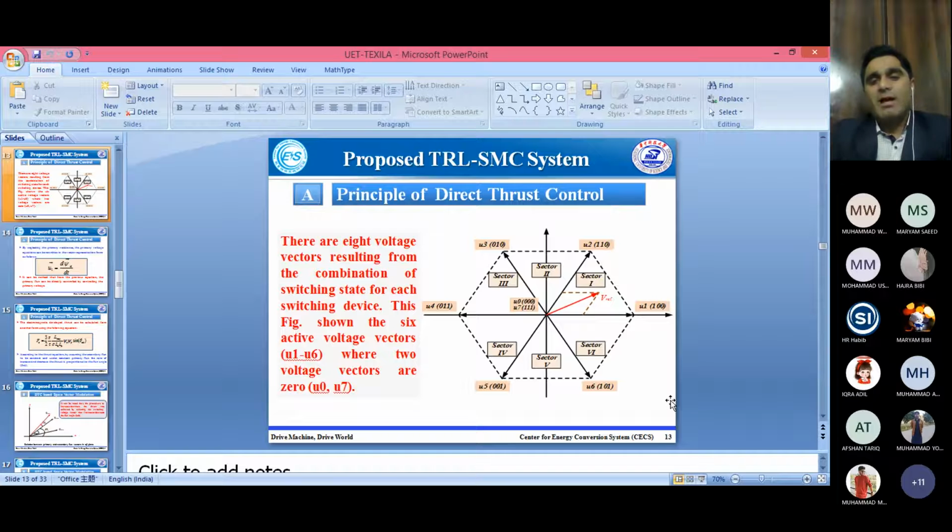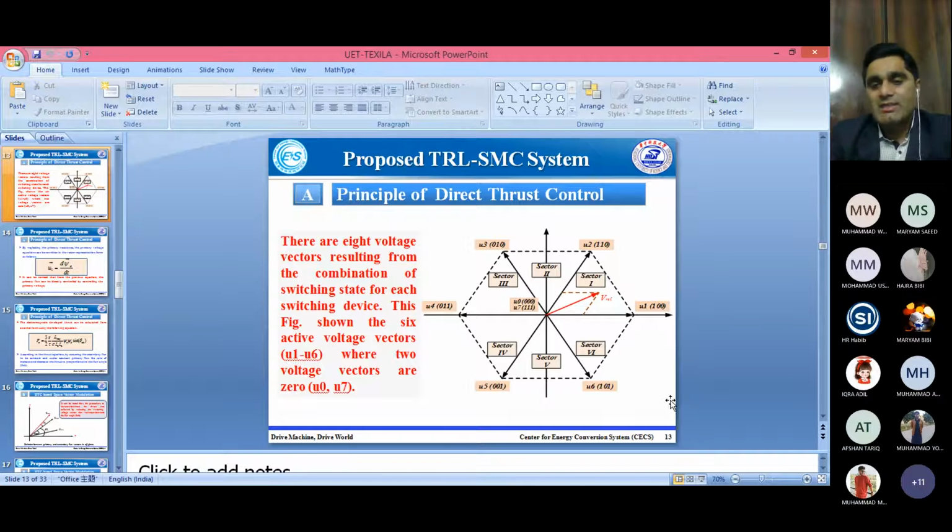So here is the principle of the DTC. First we have to talk about how DTC can work. There are 8 voltage vectors resulting from the combination of switching states for each switching device. This figure shows the 6 active voltage vectors from U1 to U6, where 2 voltage vectors are zero, U0 and U7.